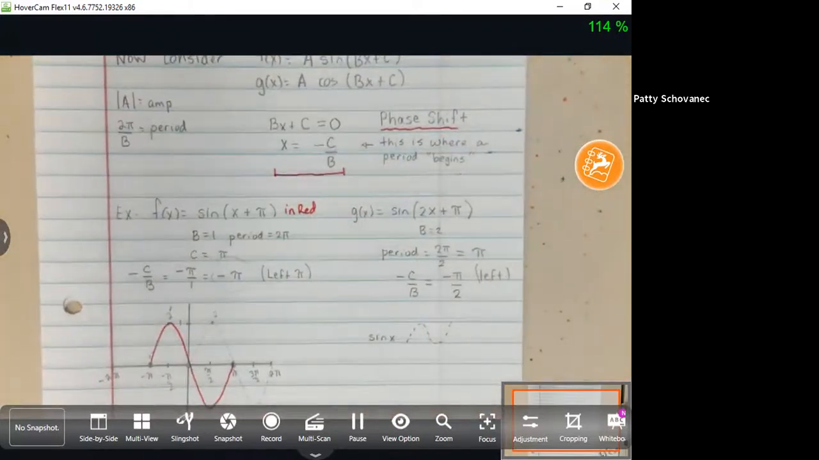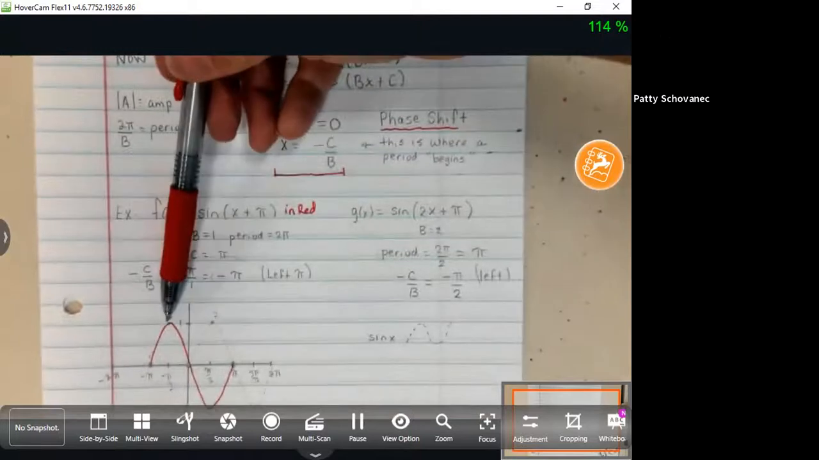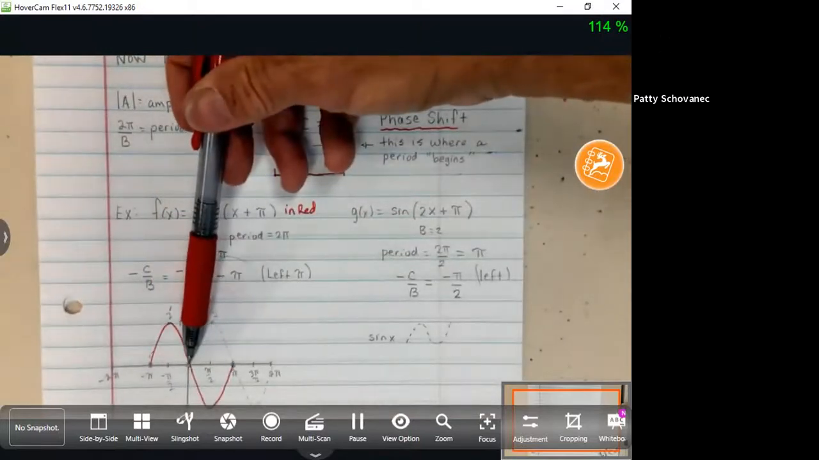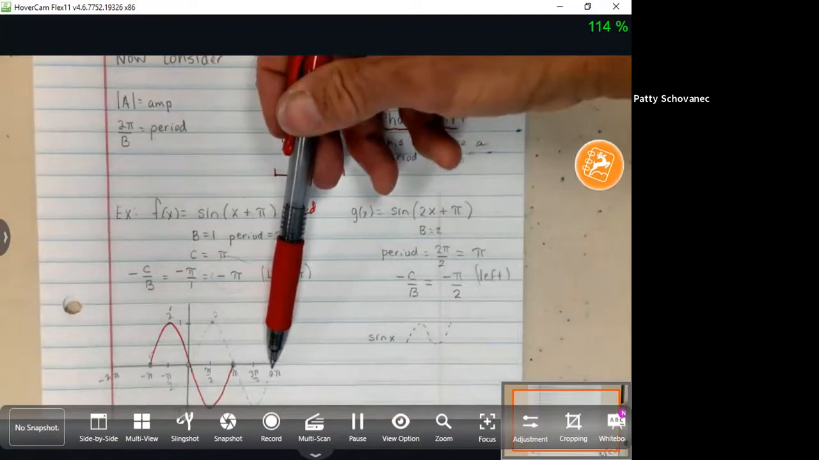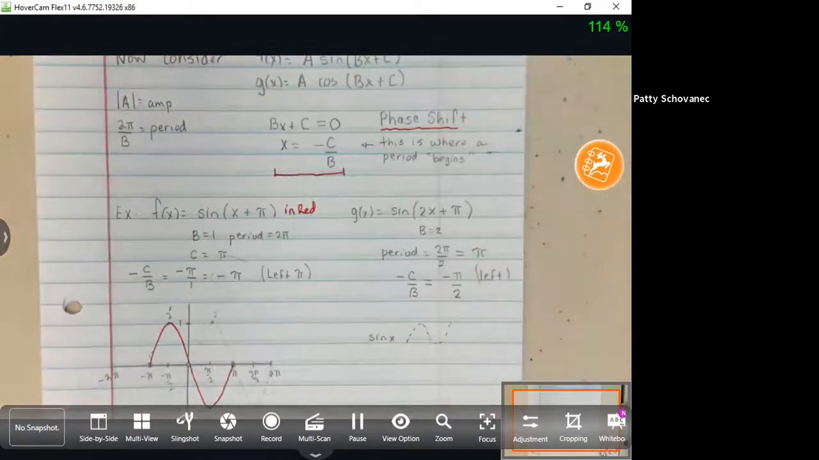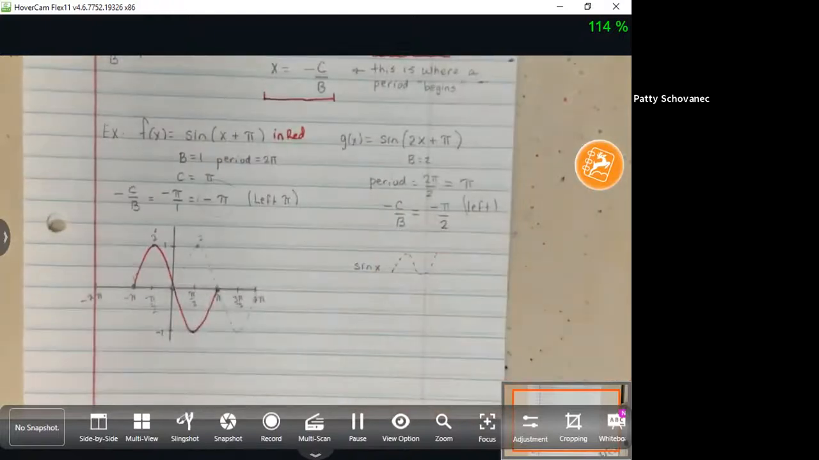See how those points have moved? Take pi halves and subtract pi and you're back at negative pi halves. Take pi and subtract pi and you're back at 0. So I'm moving these dotted points back pi units. Seem like it's shifted correctly to you?